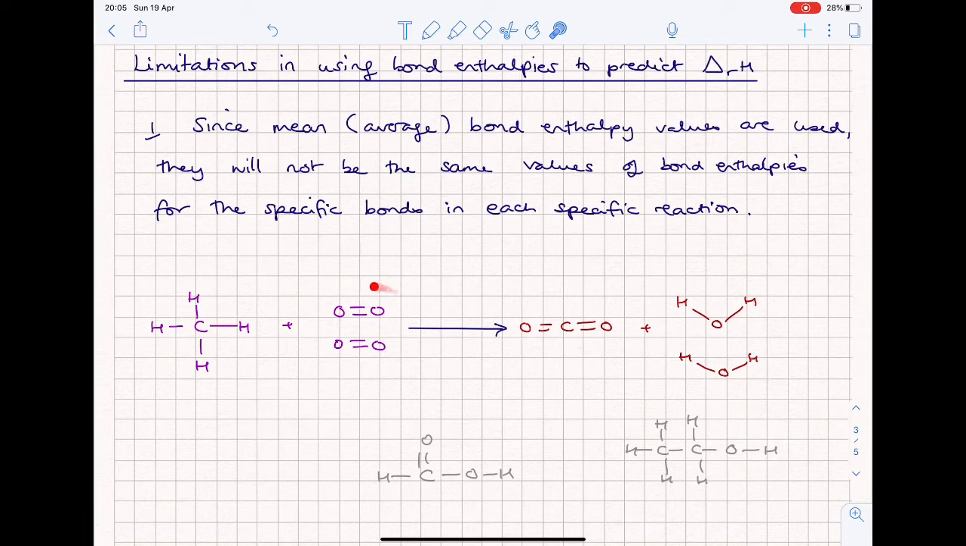However, the oxygen-oxygen double bond will not have an average bond enthalpy or mean bond enthalpy because the oxygen-oxygen double bond can only appear in O2 molecules. So there is no mean bond enthalpy value for oxygen-oxygen double bonds because there's only one occasion where you can have oxygen-oxygen double bonds, and that's in O2 molecules.